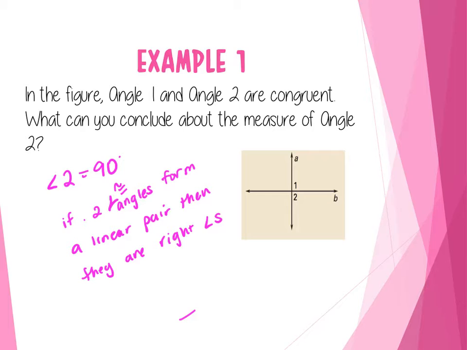Well, could you also turn the figure and say they're supplementary angles? Yeah, you would just go even more specific because technically 1 and 2 are supplementary, and you could say 2 is the supplement to 1, but it's asking you to focus in on 2, so the better answer is that it's 90. Because yes, they are supplementary, but the fact that they are congruent is what makes them 90.